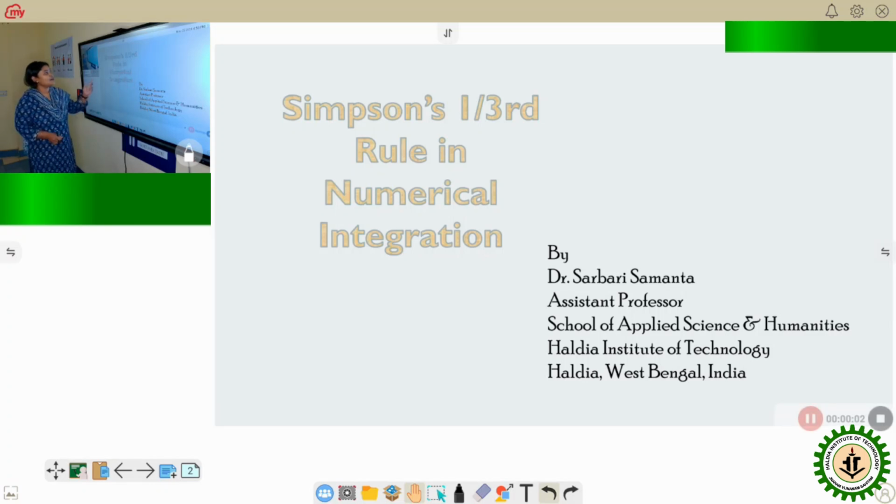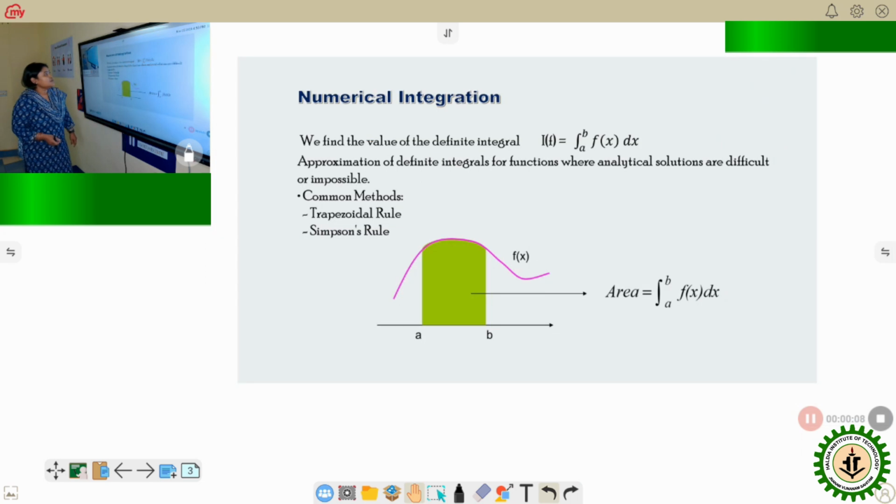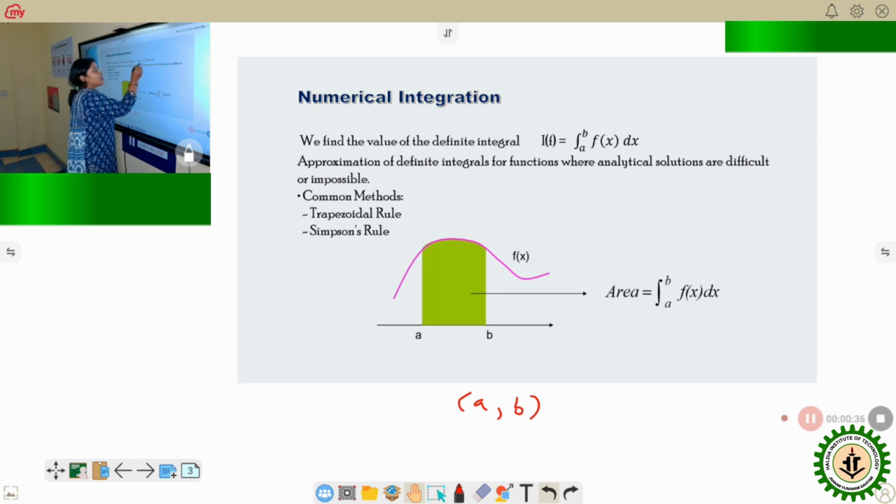So today we will learn Simpson's one-third rule in numerical integration. First of all, what is integration? Integration gives the area under the curve f(x) from some interval within the interval [a, b]. That means integration gives the area under the curve f(x) from x equals a to x equals b. By the analytical method, we have learned how to find this definite integral in 11 and 12. Now we will learn numerical integration.